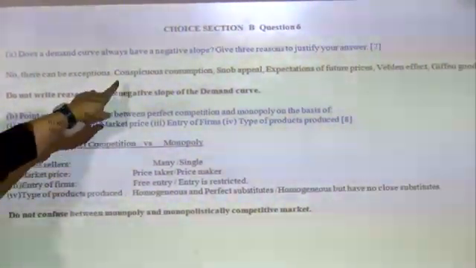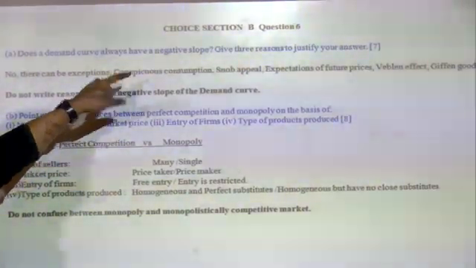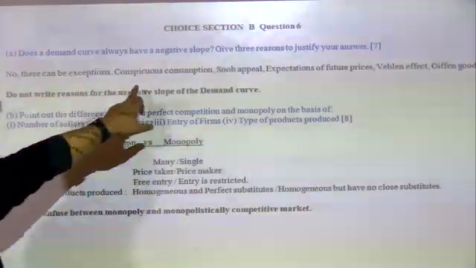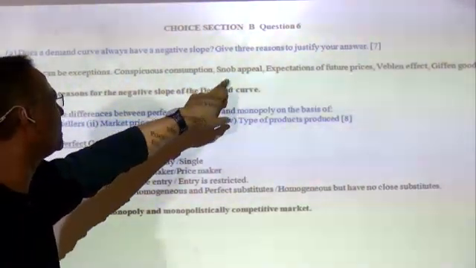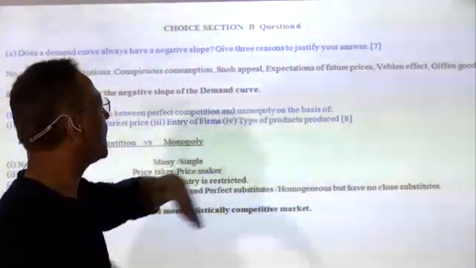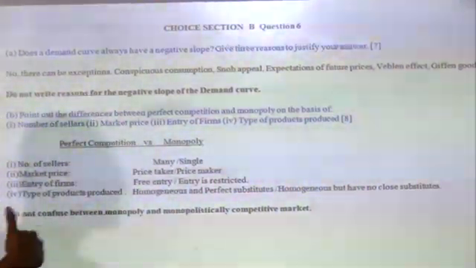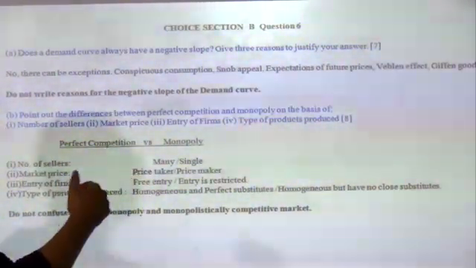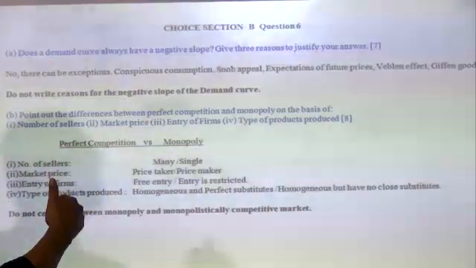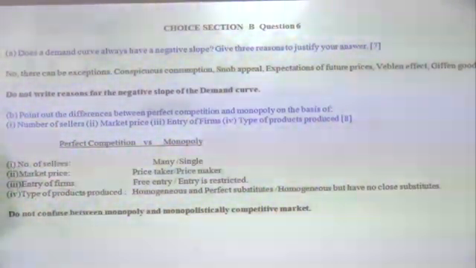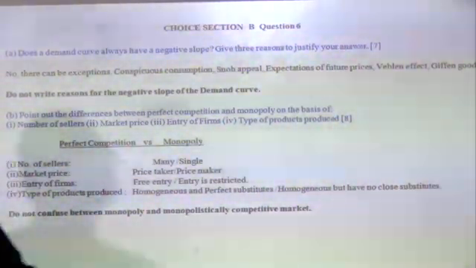Examples would be conspicuous consumption. Conspicuous consumption would also actually be the same thing as snob appeal. Similar actually. Expectation of future prices. Price is rising. Price is already rising, and consumers expect the price to rise further. So if the consumers expect the future price to rise more, they will demand more, so that they will not get the pinch of buying that good at a higher price. So when the price increases, the demand also increases.